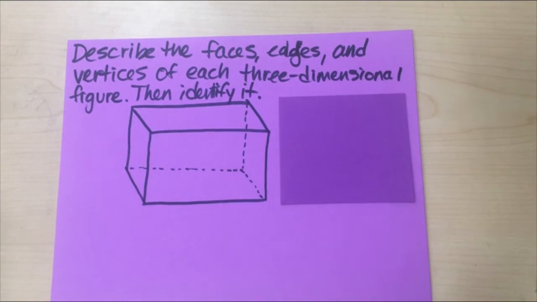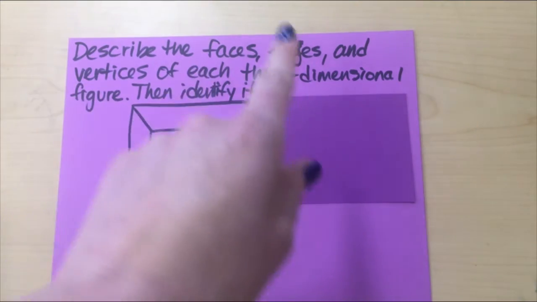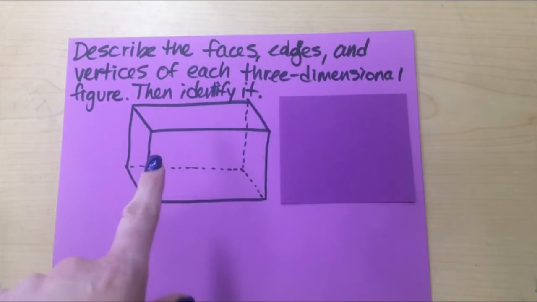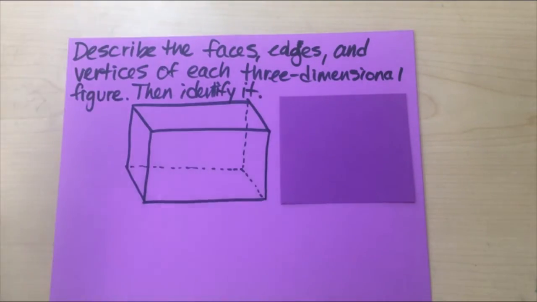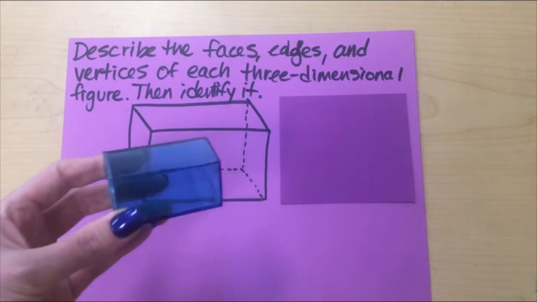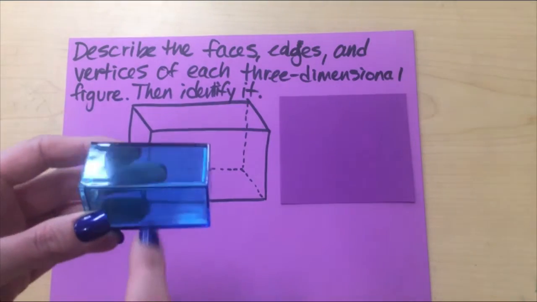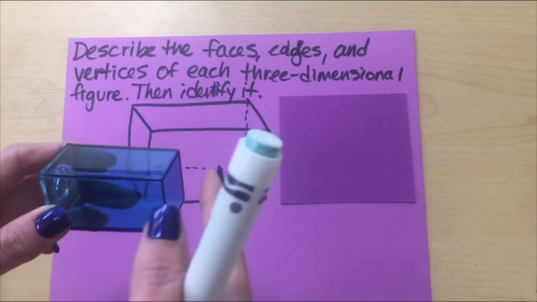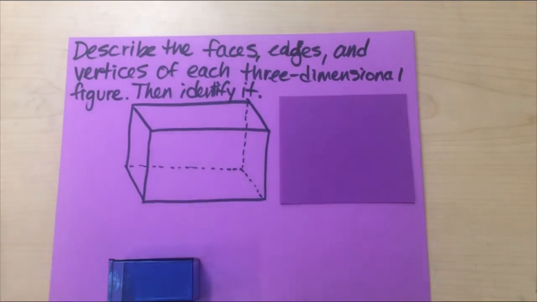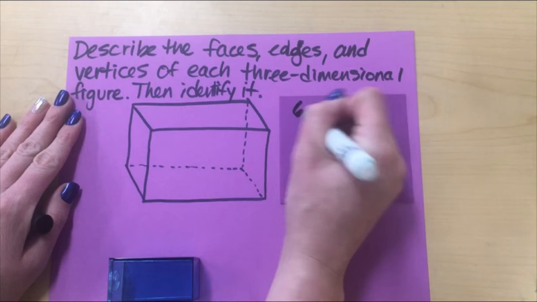Here's our first problem we're going to solve. It says, describe the faces, edges, and vertices of each three-dimensional figure, then identify it. First we're going to label all the different parts, then we'll be able to tell what it is. First we need to figure out how many faces it has. I feel like this looks pretty close. It's a little different, but it's pretty close. Let's see how many faces we have: 1, 2, 3, 4, 5, 6. 6 faces, right? So we're going to write 6.